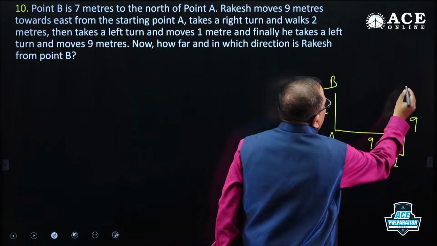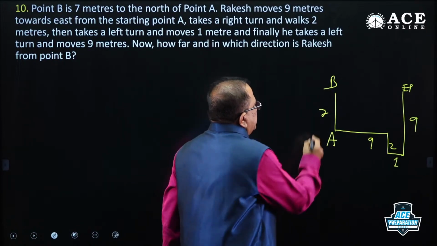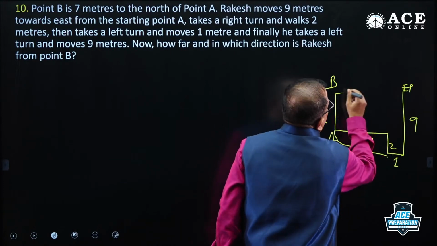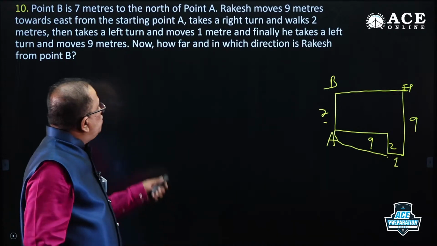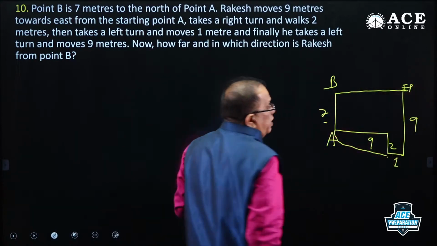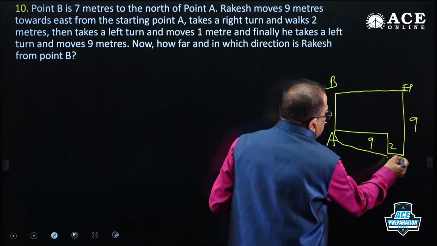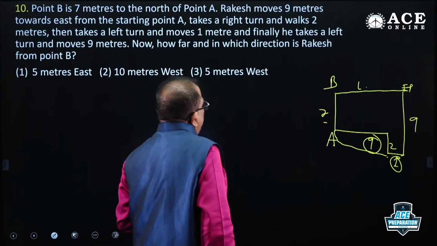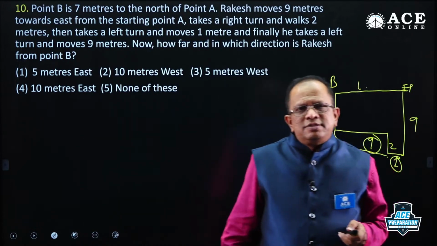He started moving like this, and finally this is the ending point. Where is Rakesh? This is 7, this is 2, 7 plus 2, 9. So this is going to be a perfect rectangle. That means where is Rakesh now with respect to B? Because B is the reference point. B is here. This is towards east, perfect east, right? So towards east, and how much distance? This is 9 and this is 1. 9 plus 1, this is going to be 10. So 10 towards east is the answer. Do you have that answer? Choice number 4 is the answer.